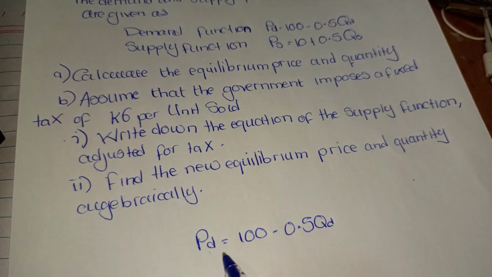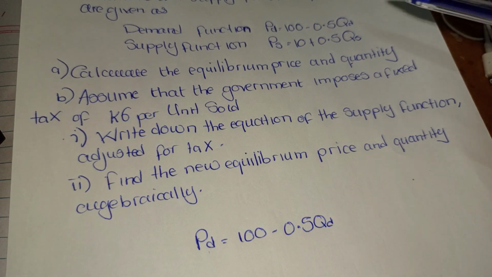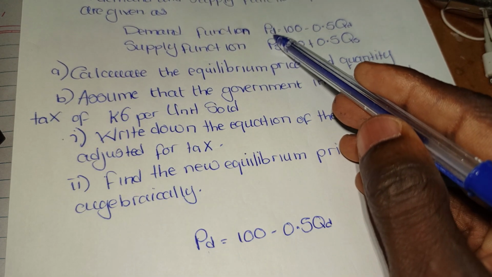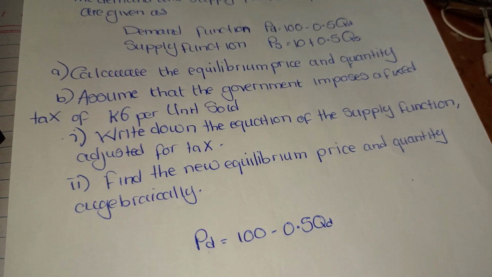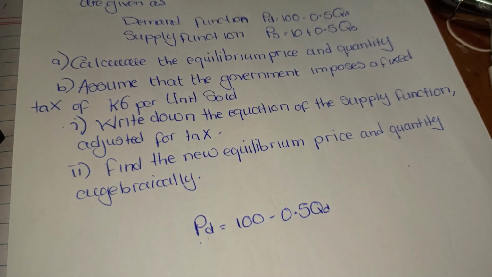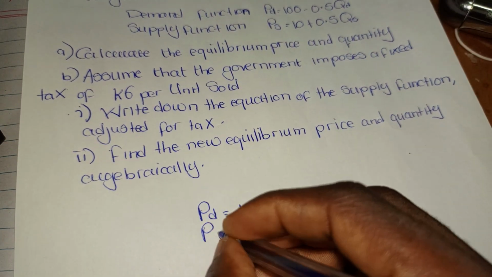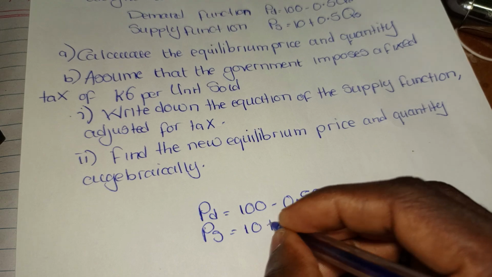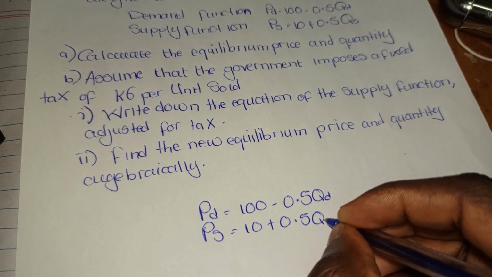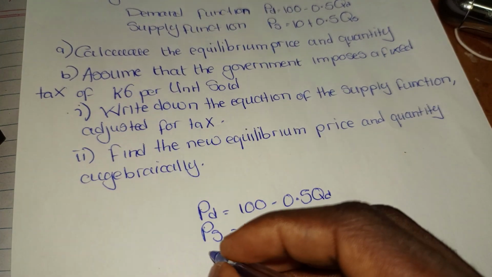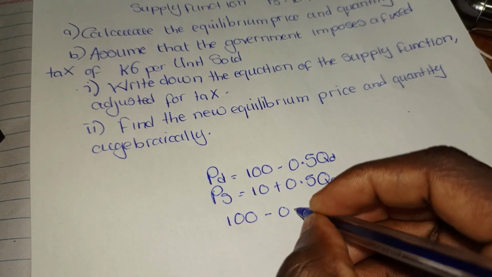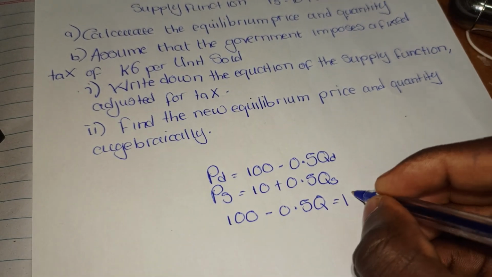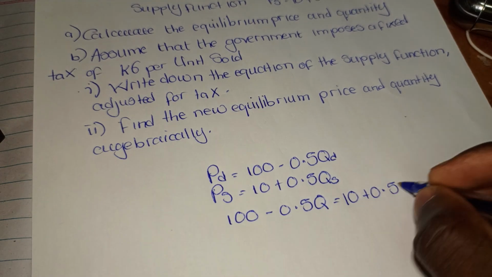QD. These D's are there to help you identify which one between these is the demand function and the supply function. If you want, you can remove them. Immediately you identify which one is your demand function and which one is your supply function. So the supply function here is given as PS is equal to 10 plus 0.5 QS. Then from here, you can just equate these to each other, where you will have an equation of 100 minus 0.5 Q is equal to 10 plus 0.5 Q.